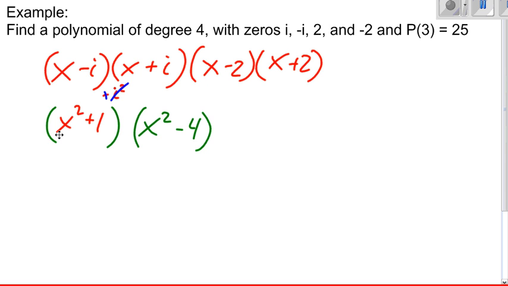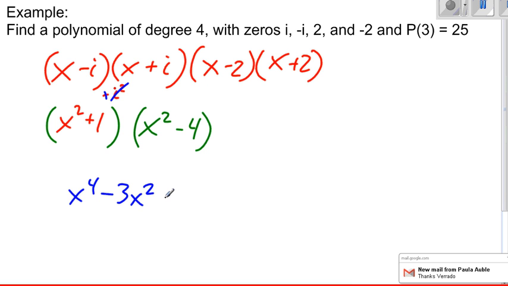And then FOIL that together. x squared times x squared is x to the fourth. Minus 4x squared plus x squared would be minus 3x squared. Positive 1 times negative 4 is negative 4. So there's a polynomial that has all those zeros.